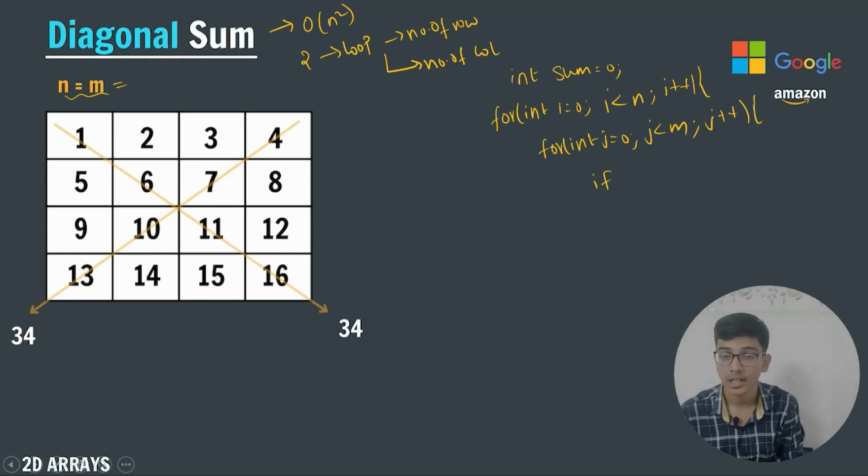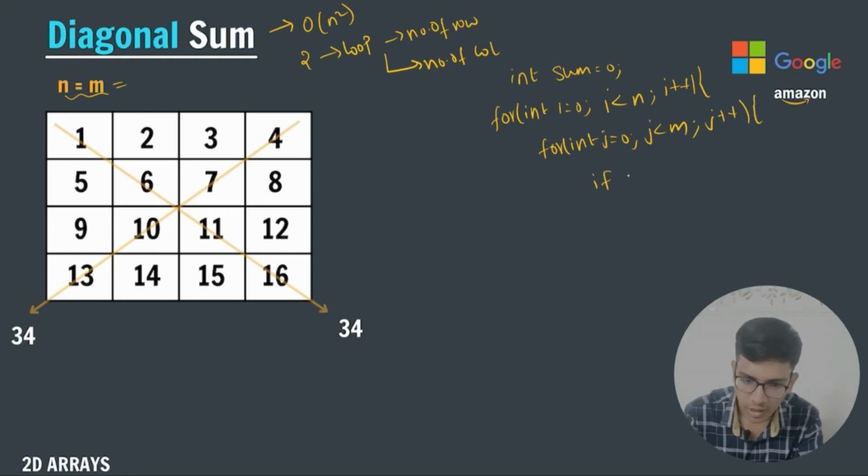This is the logic here. I need to add that element. If that particular element, whatever the element we have, is not part of either primary or secondary diagonal, then just leave it. Don't do anything to that, right? So I'm writing my if statement.